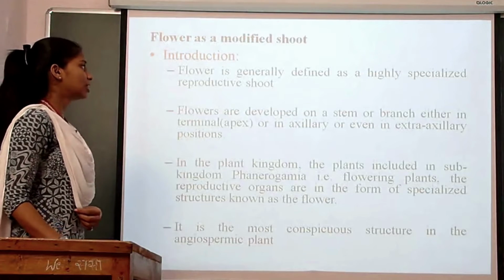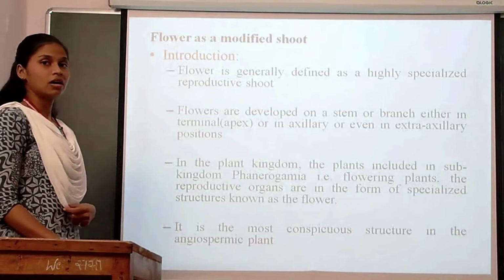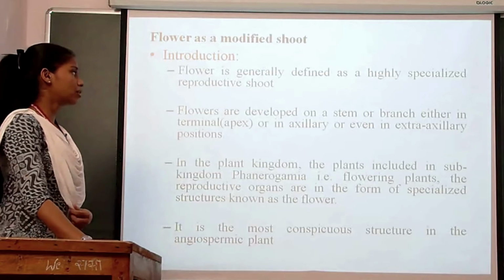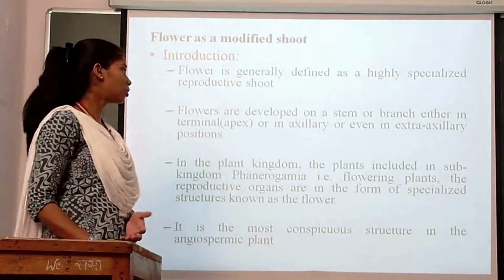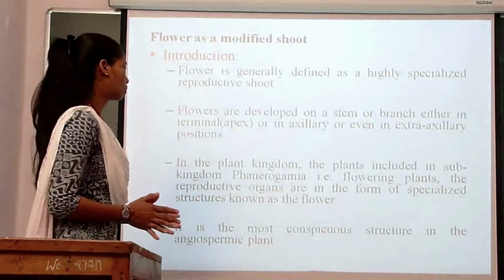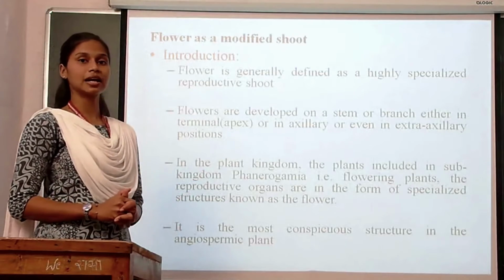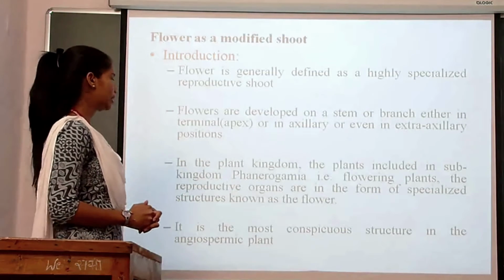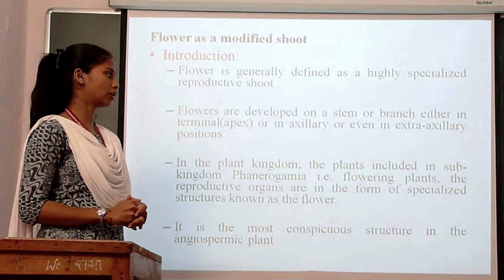The flower is generally defined as a highly specialized reproductive shoot. That means flower is a condensed modified shoot. Flowers develop on a stem or branch, either in terminal position, that is on the top of the stem, or in axillary position, that means at the lateral position of the stem, or sometimes even in an extra-axillary position.